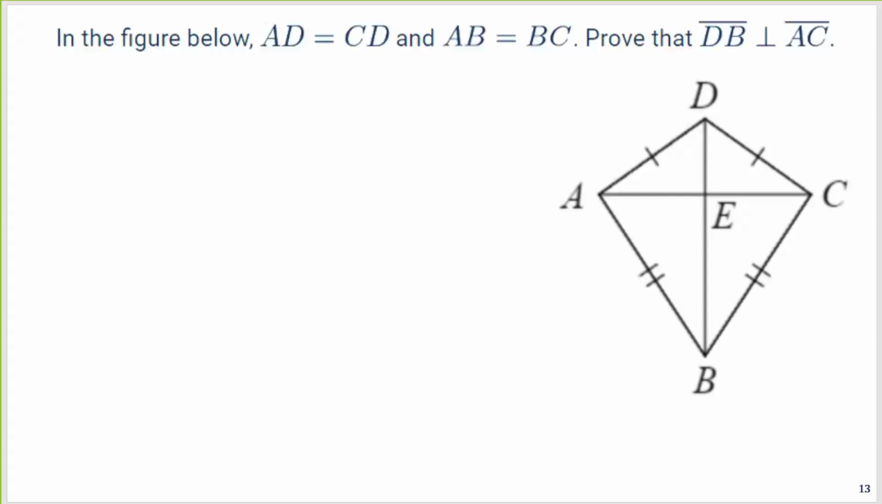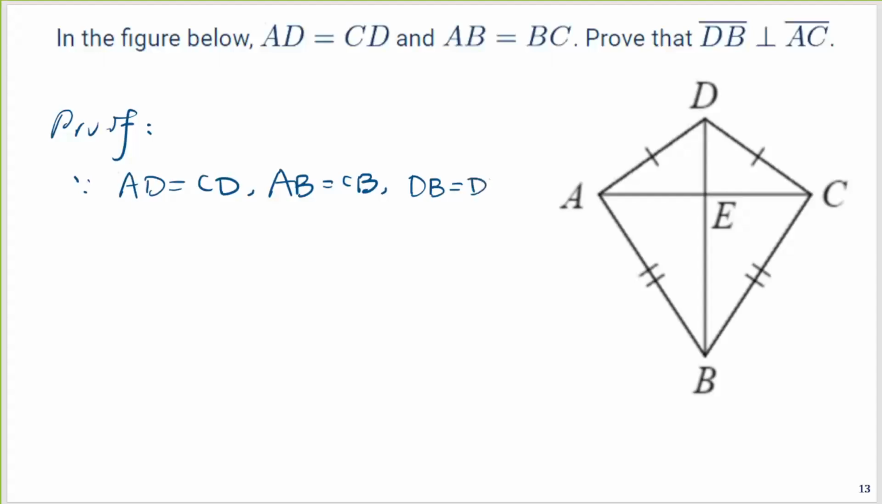Okay, let's have a look at the solution together. You can prove it like this, because first of all, AD equals CD, AB equals CB, and DB equals DB, right? So first of all, we can prove the left triangle here is congruent with the right triangle here, right? We have triangle ADB is congruent with triangle CDB by SSS, right?